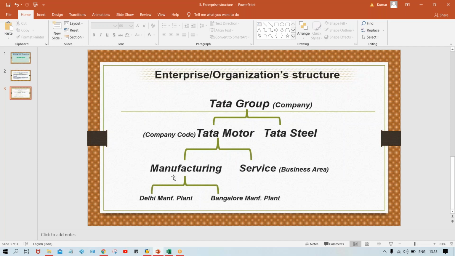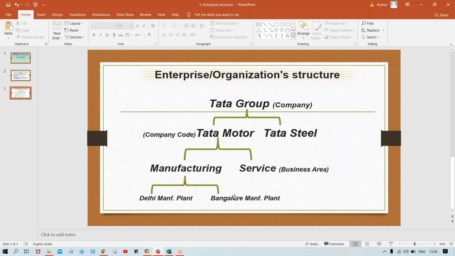So first of all, Tata Group, Tata Motor, then under Tata Motor we have a manufacturing area and a service area. Under manufacturing we have different plants. These things are going to be set up and configured in SAP. Why are these configurations required, guys? I'll tell you.